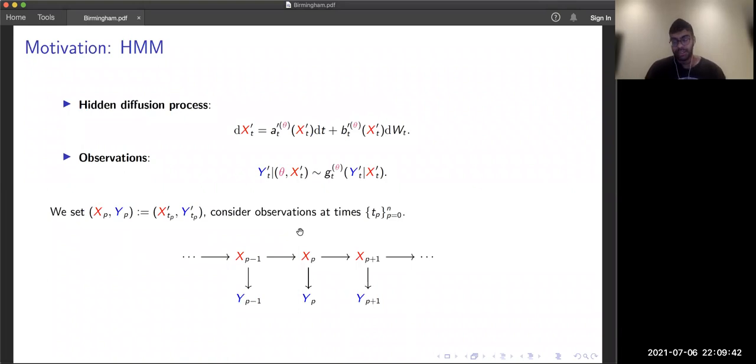So as I mentioned, the class of models that I'm interested in are partially observed diffusion processes. Diffusion processes generally take the form of the very first equation, which is a stochastic differential equation. The process of interest here is X'(t), where X is a diffusion process, A'(t) is known as the drift term, B'(t) is known as the diffusion coefficient, and W(t) can be some cylindrical Brownian motion.